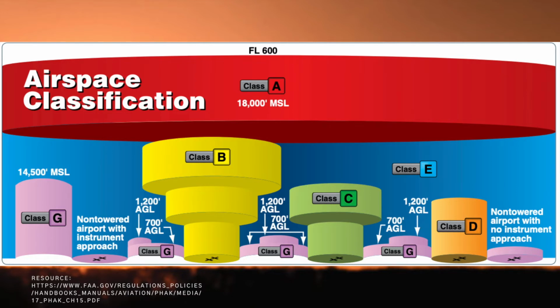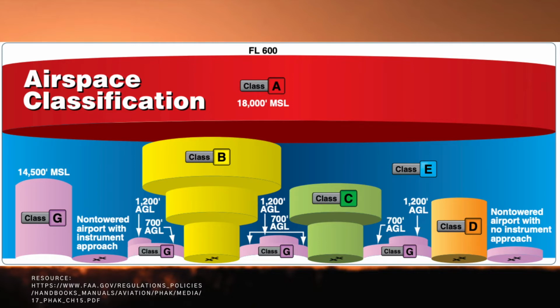But we need to know where Class E usually ends. And Class E actually ends where Class A begins. So if you see here, you have Class E basically everywhere else that other classes of airspace are not. And it goes up to, but does not include, 18,000 feet mean sea level. So Class E actually ends at 17,999 feet above sea level.